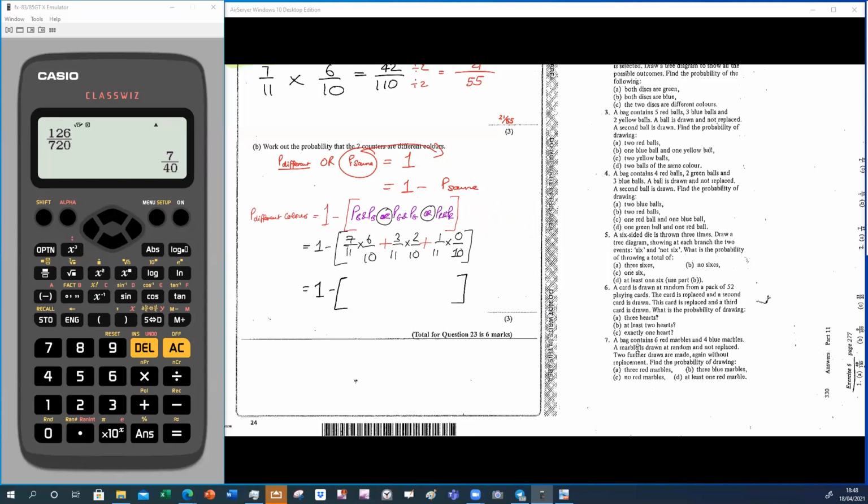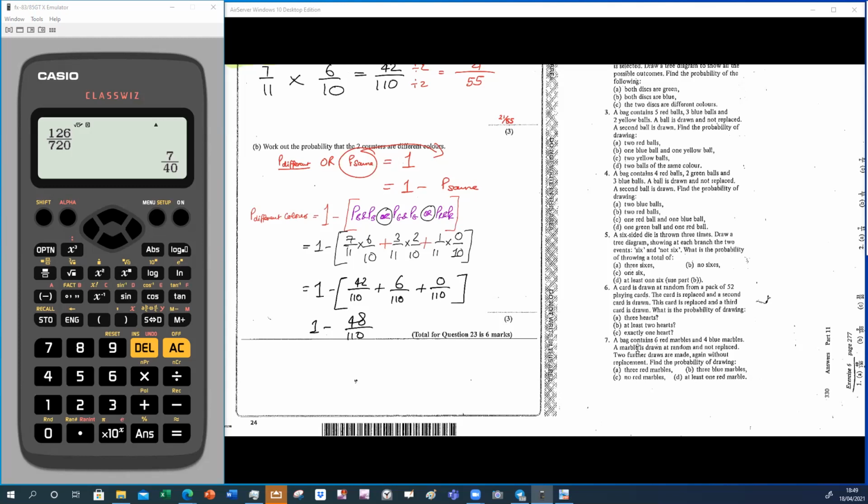Okay, back to it. 7 times 6 is 42 over 110. 3 times 2 is 6 over 110. And 1 times 0 is 0 over 110. So what's 42 plus 6? 48 over 110.